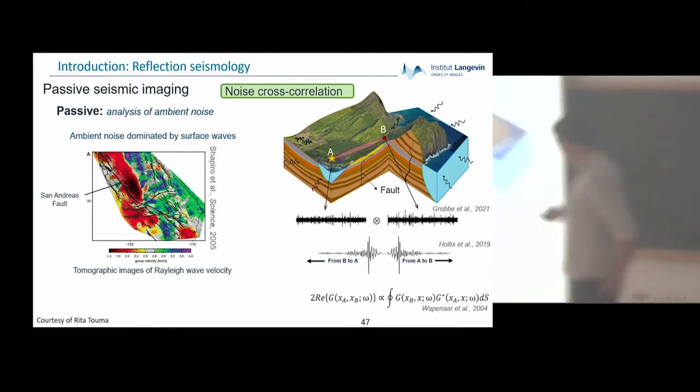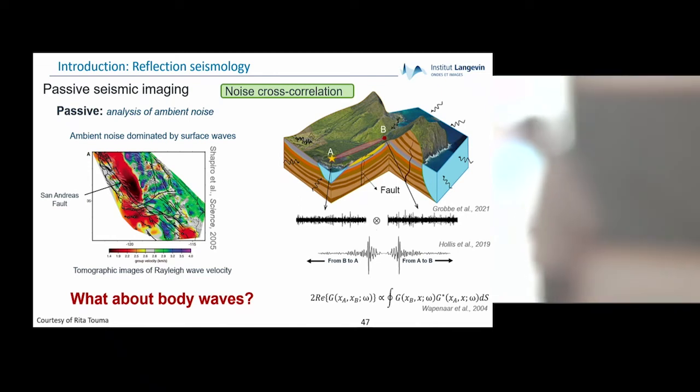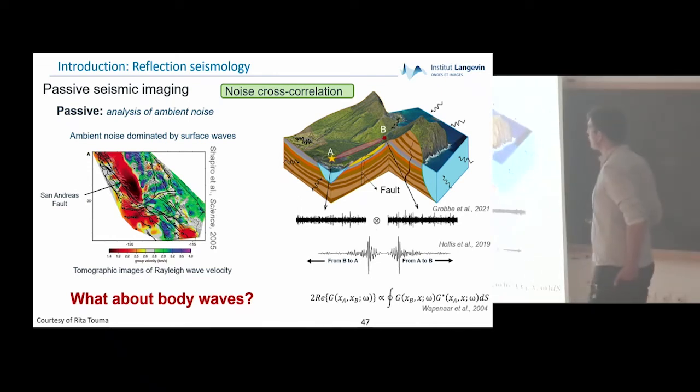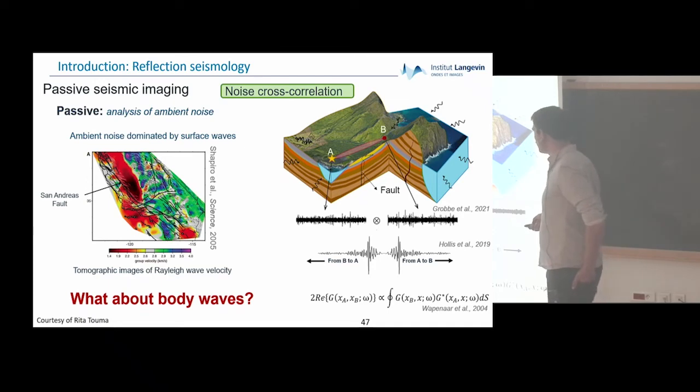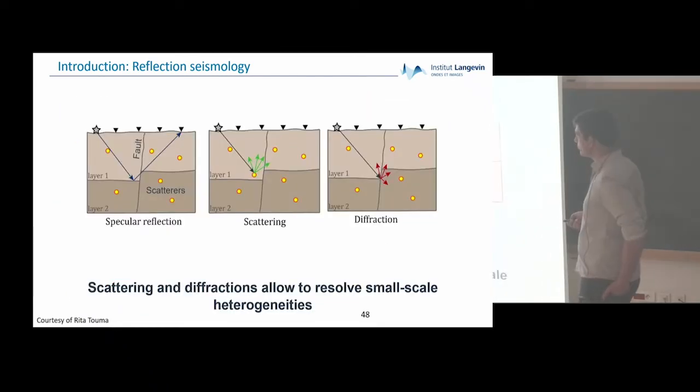But now what happens for body waves? Can we use the body wave contribution and use the reflection matrix tool to learn how to focus deep inside the Earth, especially in complex heterogeneous areas? Why is it important? Because in reflection, you have many contributions to the bulk wave reflection.